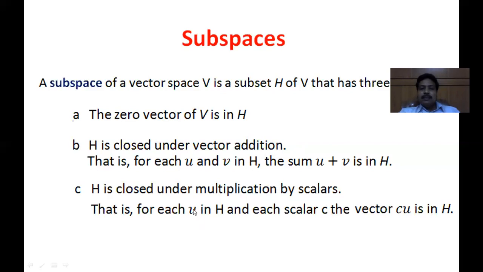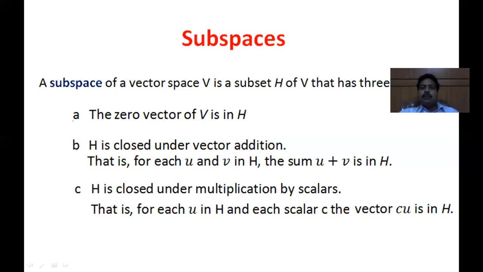Since if H is non-empty, there must be a vector U. By condition C, we can say that minus U will be there, since scalar multiplication is allowed: minus 1 times U, that is minus U, will be there by condition C. U is there and minus U is there. U plus minus U is the zero vector, as per one of the axioms of a vector space. So since it is closed by B, the zero vector must be in H. So even if you omit A, this still can be a subspace provided H is non-empty. But for convenience, it is better to check all the three conditions.